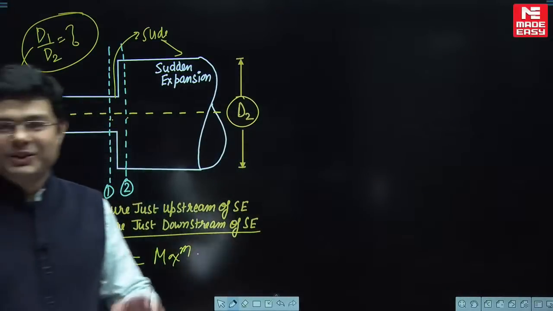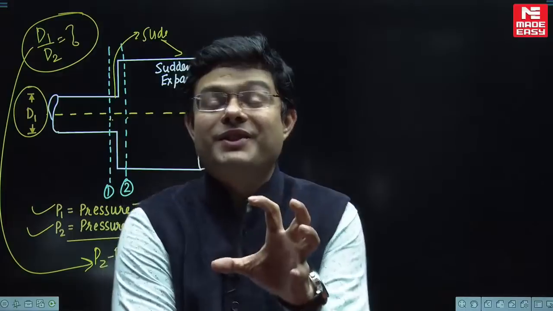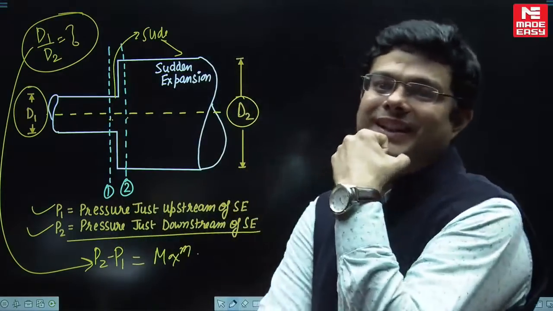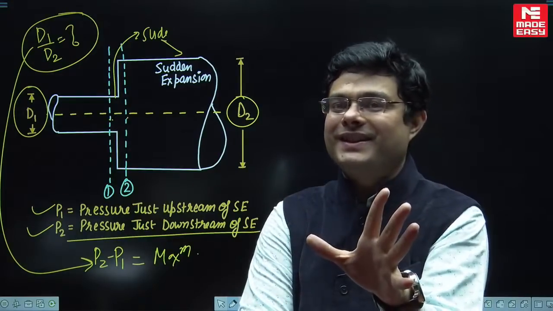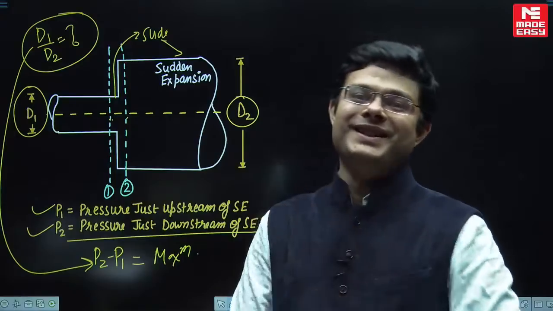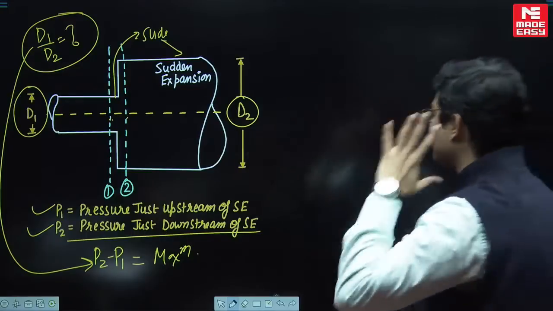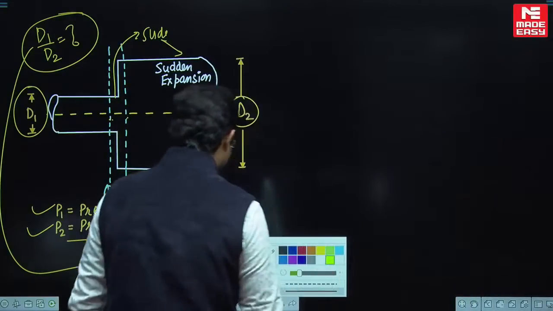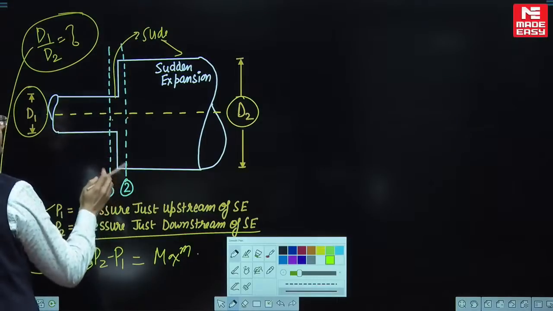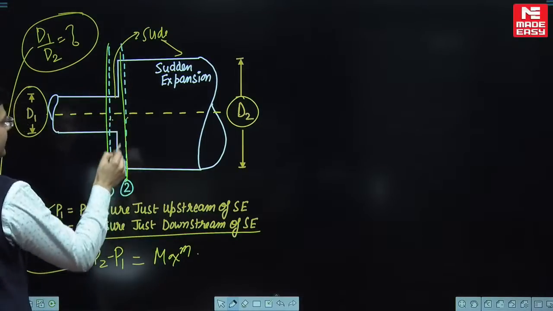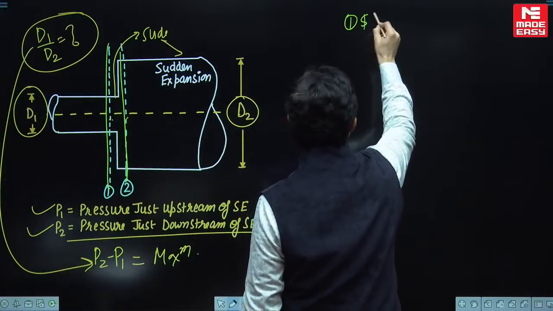Now only those students can solve this problem who are well versed with the derivation of sudden expansion loss. And you know, in all my classes I have done the derivation in the classroom. If you know the derivation only then you will be able to do this question, otherwise it is a big problem. So we are talking about just upstream and downstream pressure of the sudden expansion. Let us take two sections in the sudden expansion, upstream and downstream, 1 and 2. Let us apply Bernoulli's equation between 1 and 2.